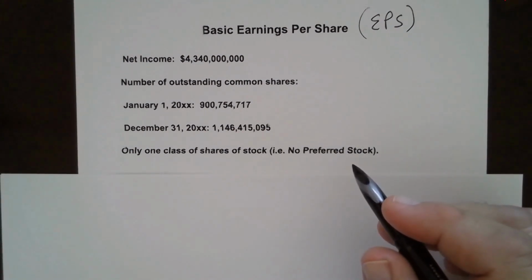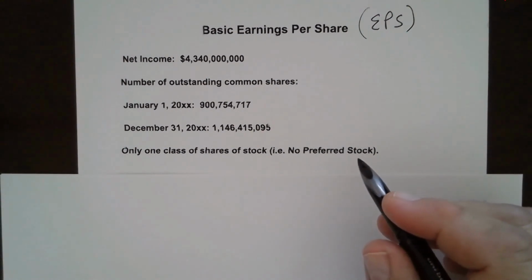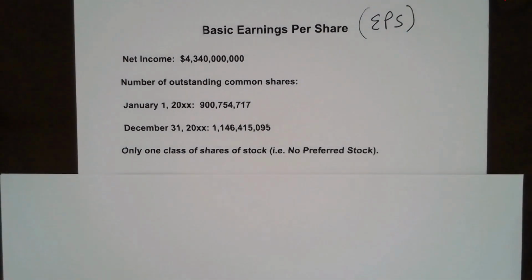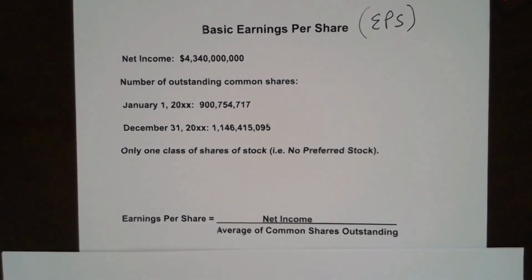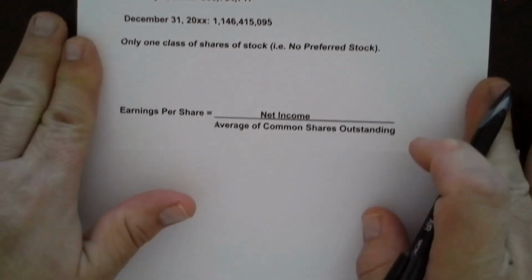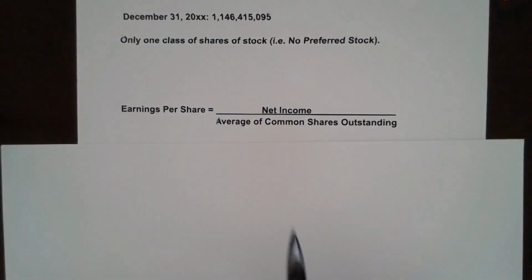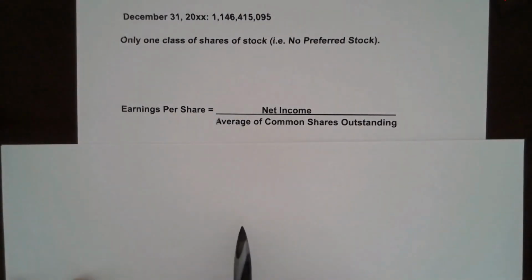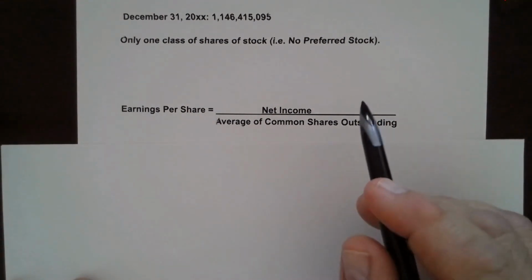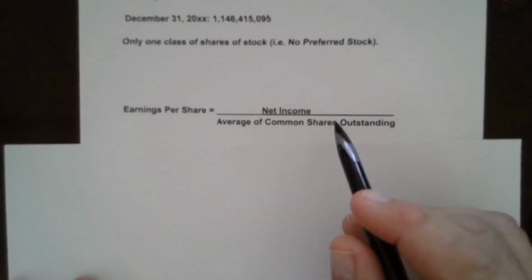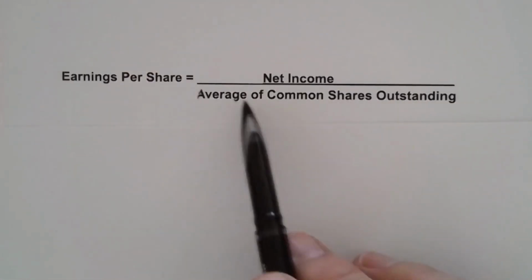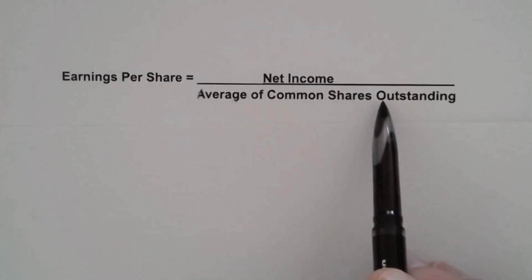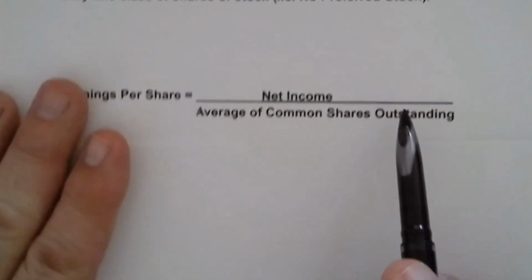The first thing we want to know is the formula. The formula for earnings per share is this: net income divided by the average of the common shares outstanding. Net income divided by the average of the common shares outstanding. So the thing we need to do is figure out what is the average number of common shares outstanding.